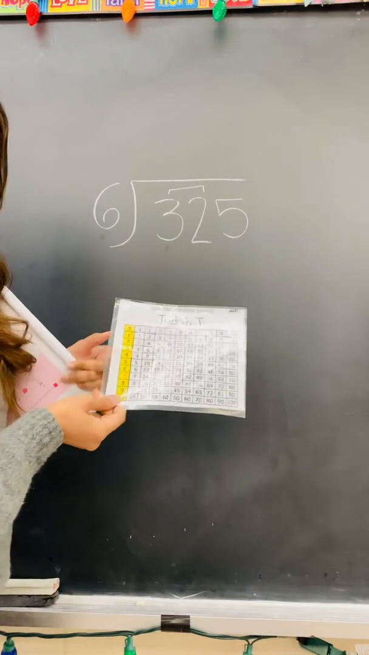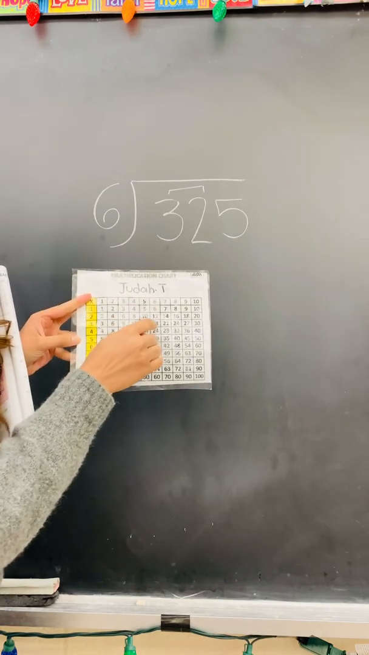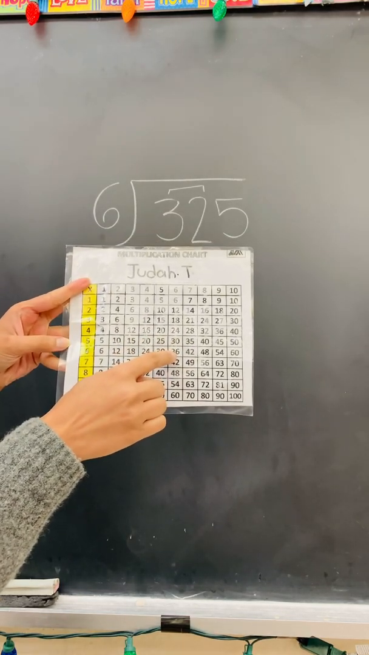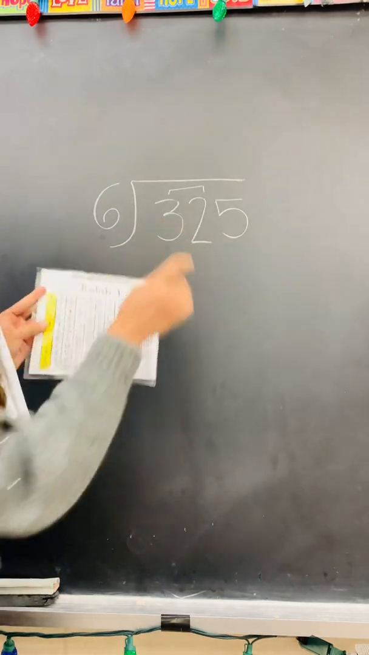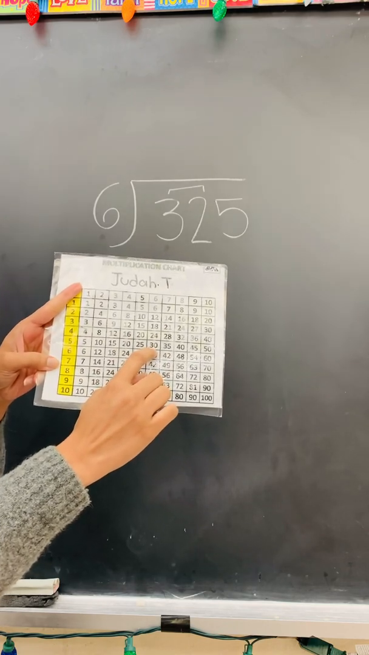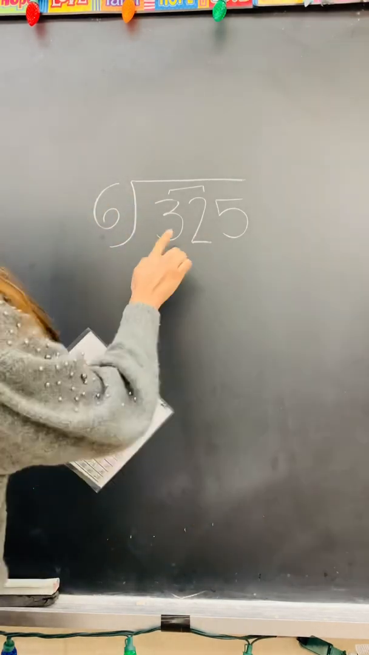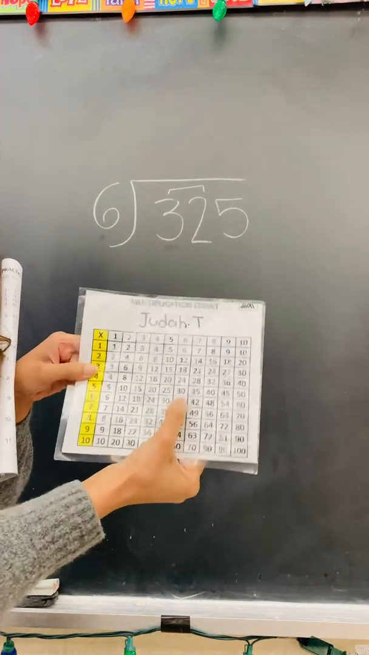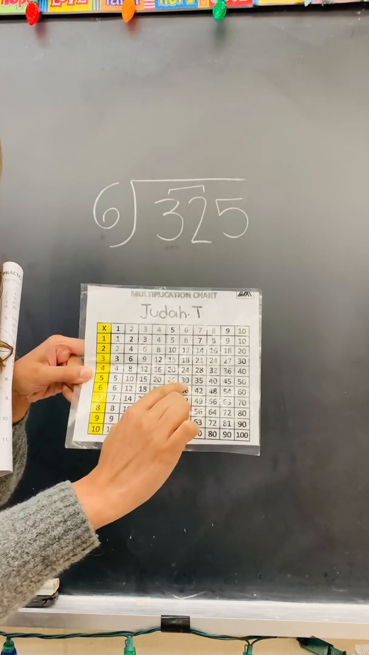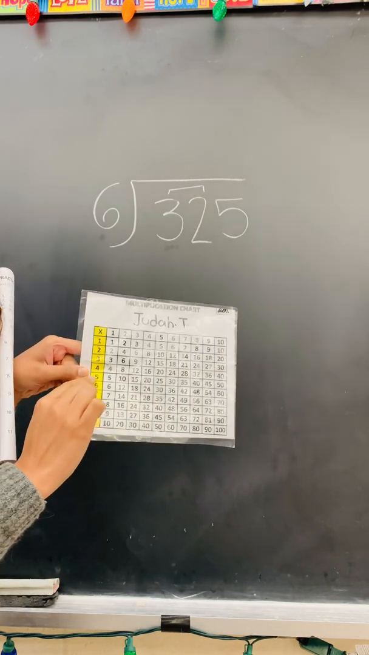I am going to go to my 6 times table. Here we go. 6, 12, 18, 24, 30, 36. Oh, what do I need? Do I need a 30 or do I need a 36? I need a 30 because when we are dividing, remember, I cannot have a number that is bigger than 32. So I go to my 30 and I see how many 6's give me 30. Oh, 5 6's give me 30.